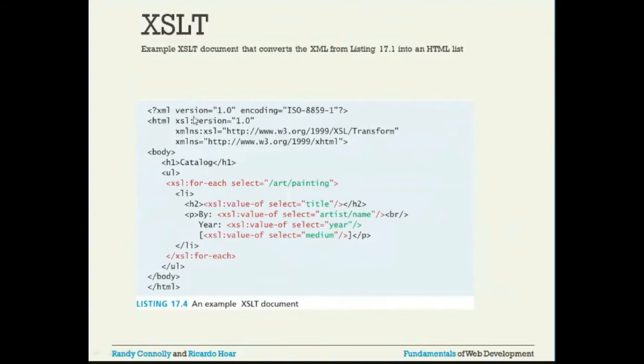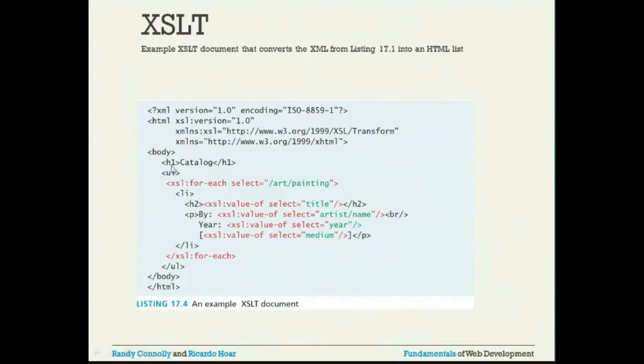So XML version, you are going to specify encoding, then HTML, XSL version 1.0. These are the header information you have to include for the HTML. Then xmlns:xsl, you will specify which transformation XSL you are going to use, and this is the link for the XHTML on the w3.org. So both are on the w3.org.